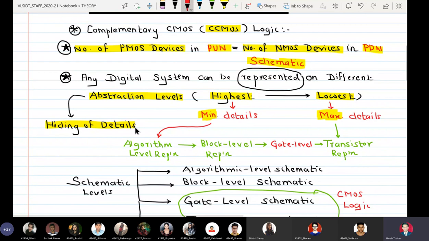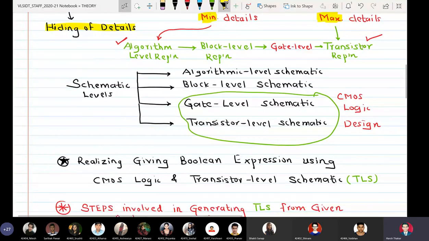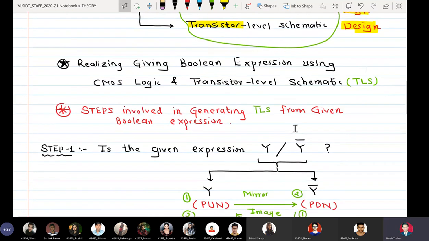So we can have the highest level of abstraction, like an algorithmic representation of the system, down to the lowest, that is transistor level. So we have different schematic levels here: algorithm level, block level, gate level, transistor level. For CMOS logic design, we are going to deal with transistor level. Now, realizing the given Boolean expression using CMOS logic and a transistor level schematic.